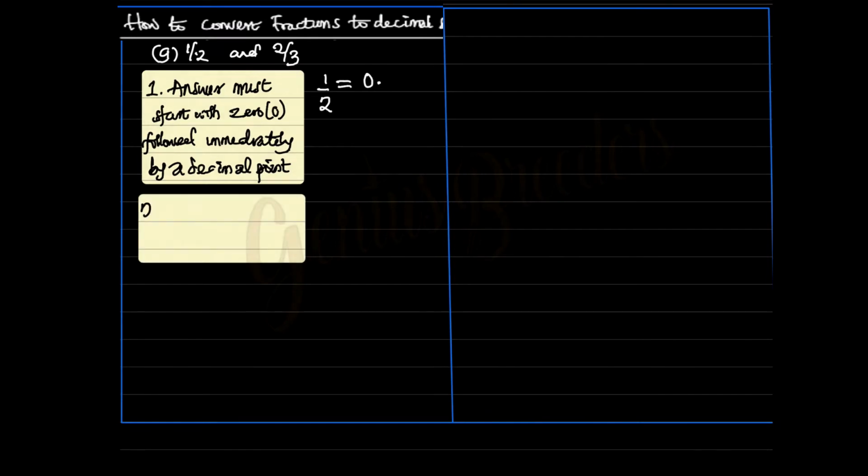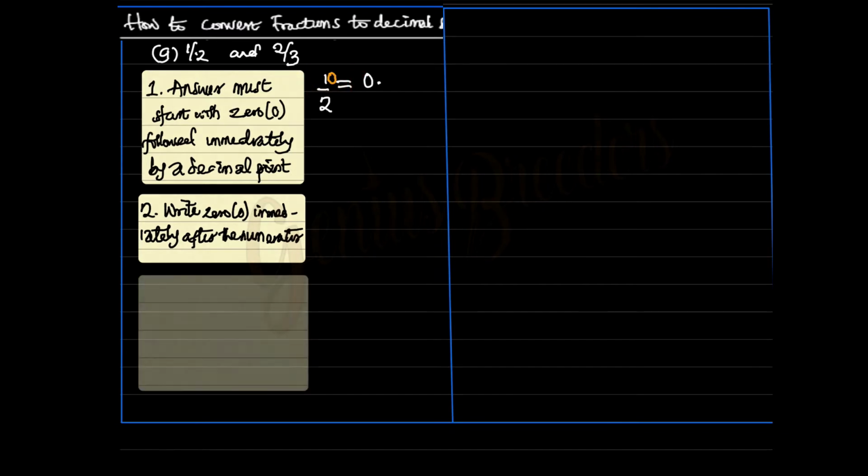Now the step 2. Write 0 immediately after the numerator. So what do I mean? You write 0 immediately after this 1 here. That means that you have a new numerator of 10 and a new fraction of 10 over 2.